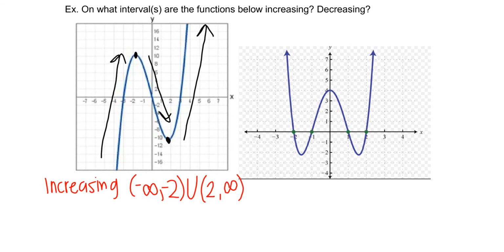Now we're going to look for decreasing. Anytime I draw an arrow going down, it looks like that happens right in the middle here. So between those two values, my decreasing interval is going to be between those. So between -2 and 2 is when my graph is decreasing.